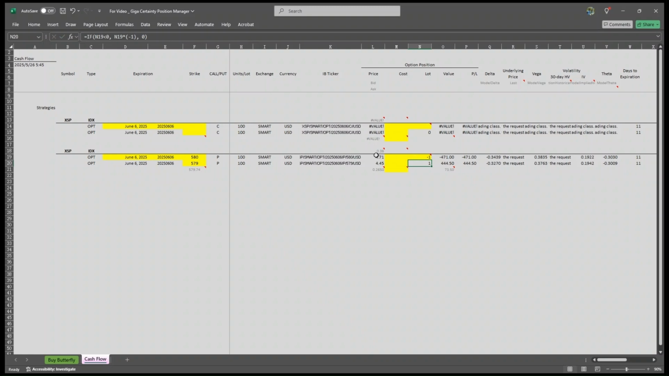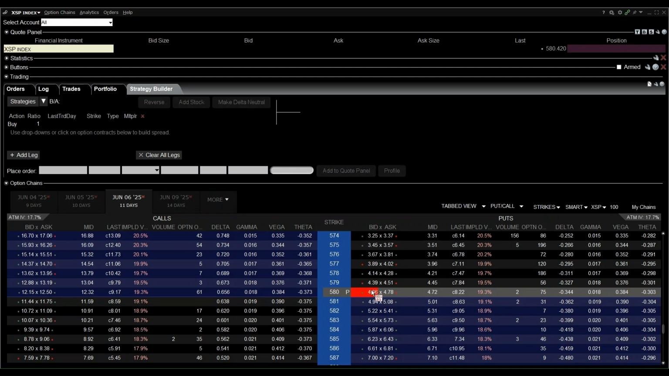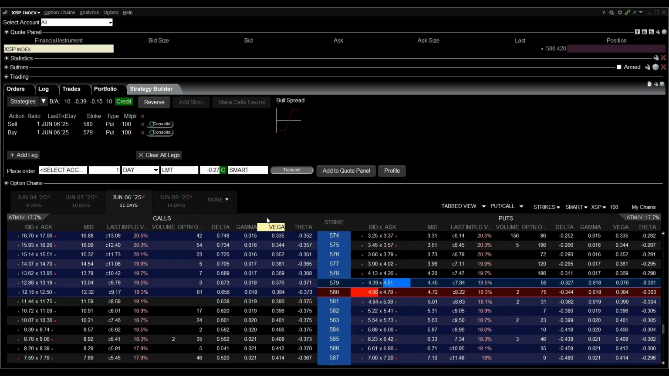The worksheet calculates that, at the current market price, the reward-to-risk ratio for this option spread is 0.36, and the risk exposure per contract is $73.50. In Option Trader, select to sell the 580 put and buy the 579 put. The price quoted by Interactive Brokers is 27 cents credit per unit of the spread.